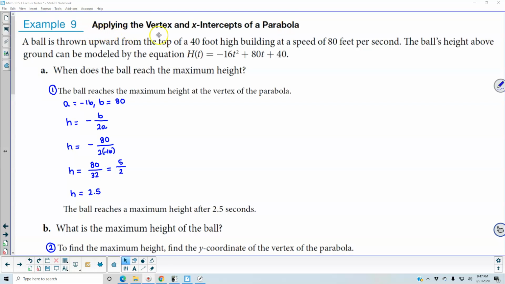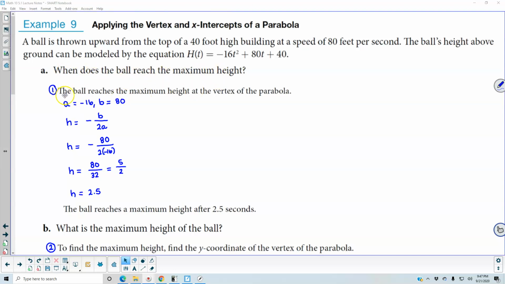Example 9, applying the vertex and x-intercepts of a parabola. A ball is thrown upward from the top of a 40-foot high building at a speed of 80 feet per second. The ball's height above the ground can be modeled by the equation h of t equals negative 16t squared plus 80t plus 40.